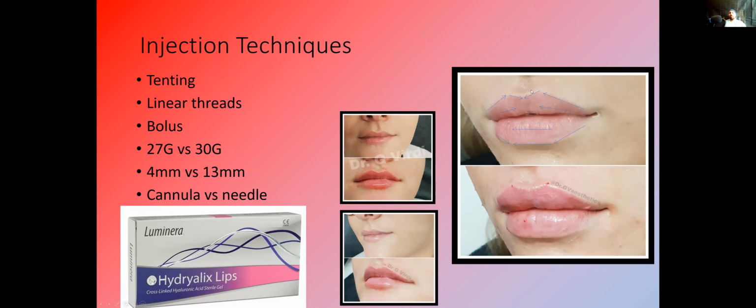In terms of how you inject the Cupid's bow, there are multiple ways to do it. If you look at the screen here, this diagram shows coming in from the GK point medially, and again this way. Or you could start at the bottom of the Cupid's bow and inject upwards and do a linear thread as well.